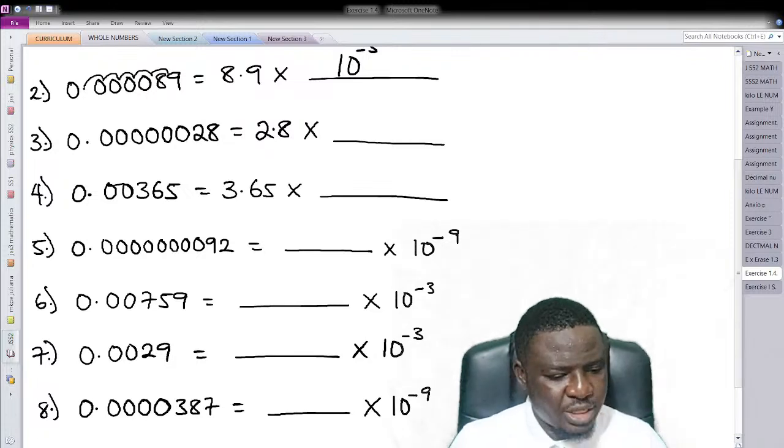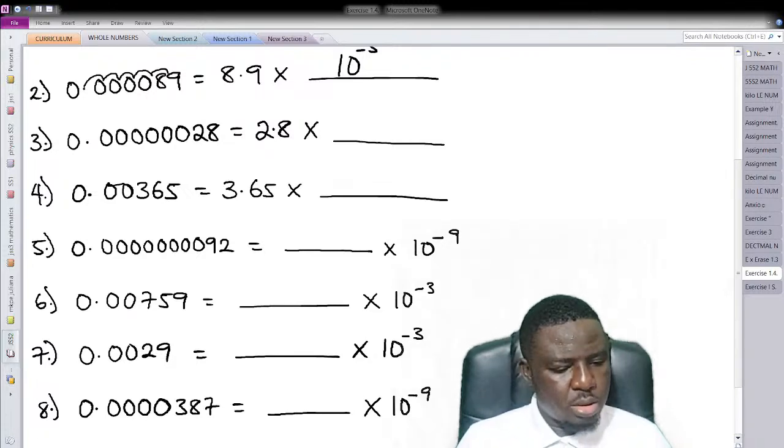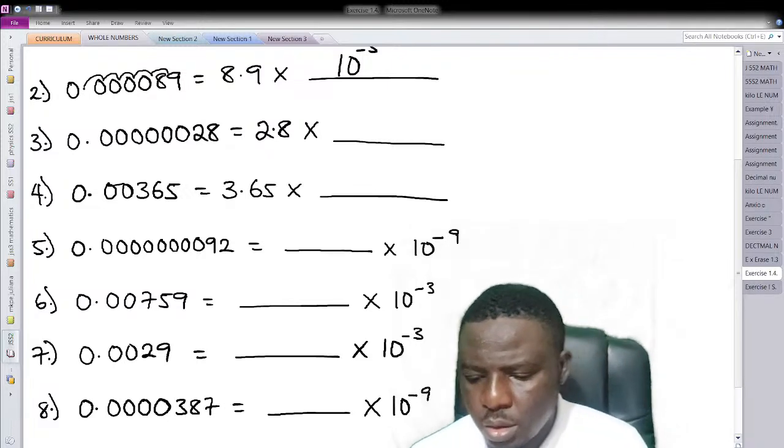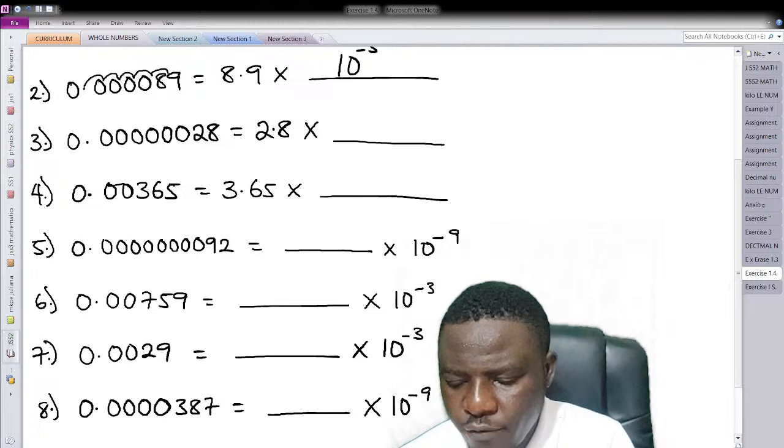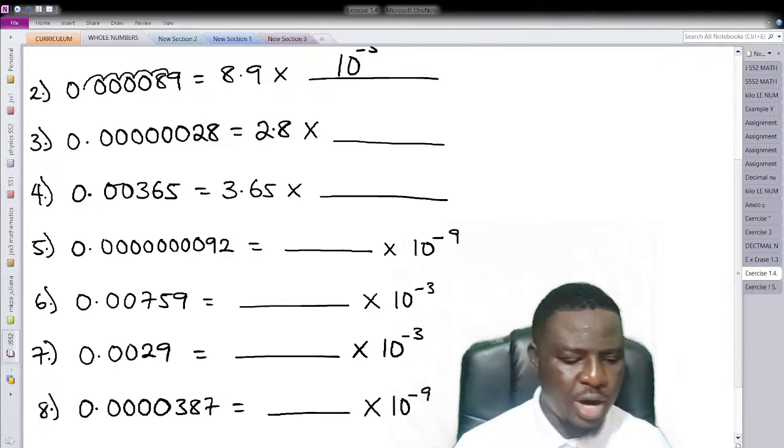Sarah said question number 3 is 2.8 times 10 to power 7. 1, 2, 3, 4, 5, 6, 7. That's correct, Sarah.